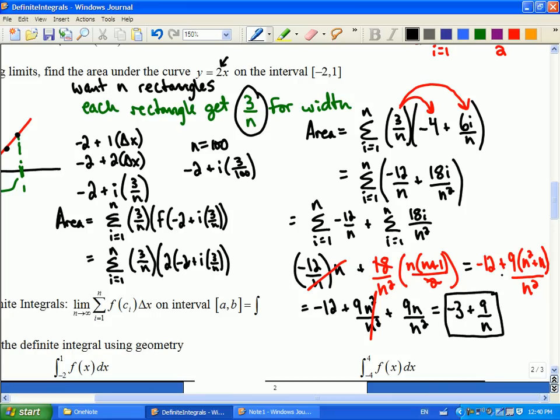So that's my formula. I've gone through all that work because now you can tell me, well, I would like to have 1,000,000 rectangles, and all I need is a calculator. I put in 1,000,000 for n. What's going to happen as I go off to infinity?